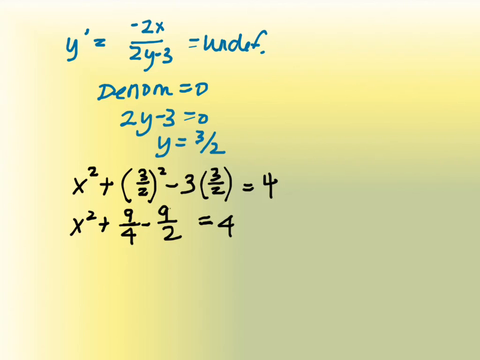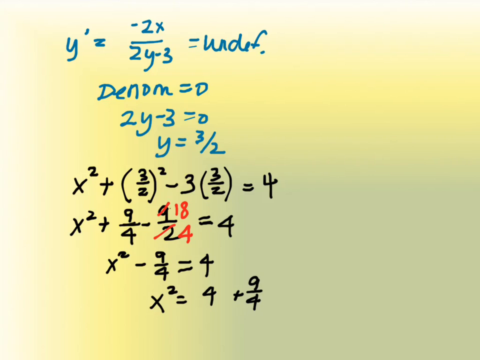You guys are doing great. All right, so how are we going to combine the 9/4 and the 9/2? Common denominator, which will be a 4. So this 9 will turn into an 18. So what do I get when I have 9/4 minus 18/4? Negative 9/4. Oops, equals my 4. Then what? I think we want to add, right? x squared equals 4 plus the 9/4.